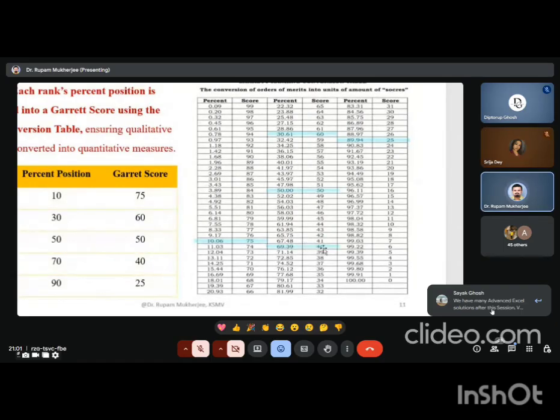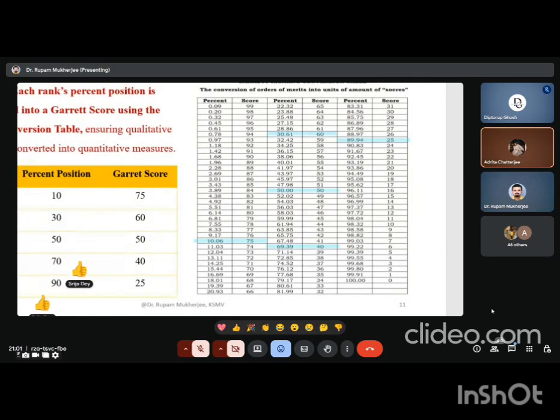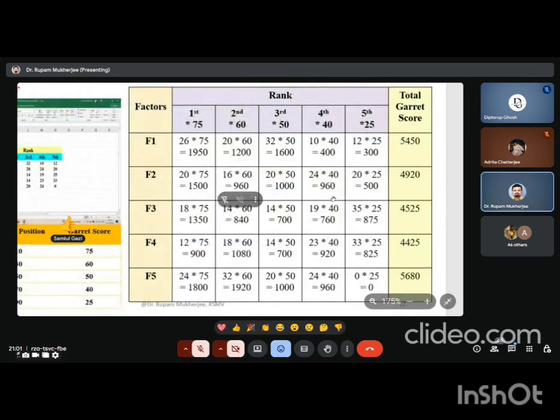69.39. So here I am taking the value 40. This is the way by which I have converted these percent positions into the Garrett score using the Garrett conversion table. I have shared this table. I have asked Shayok and Dipturu to share it with you in your WhatsApp group. Is this table clear to all? Yes, sir. Okay.